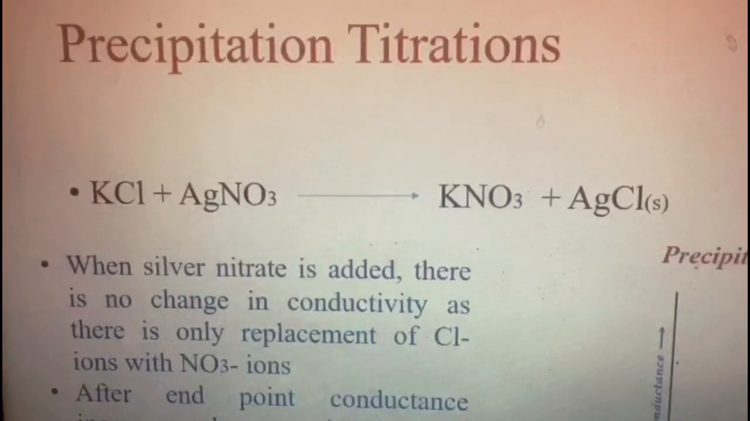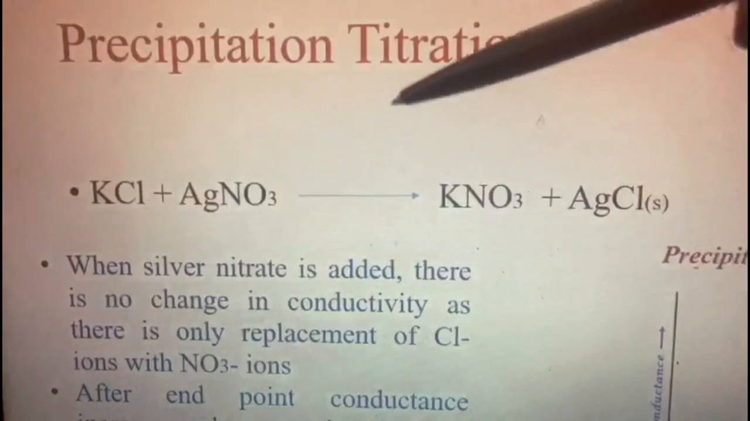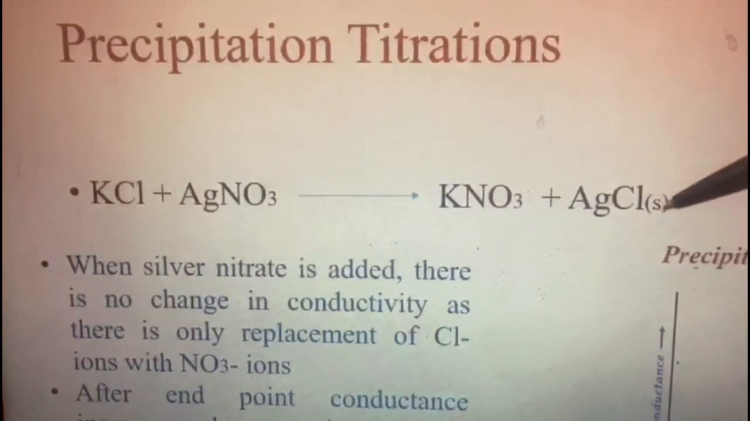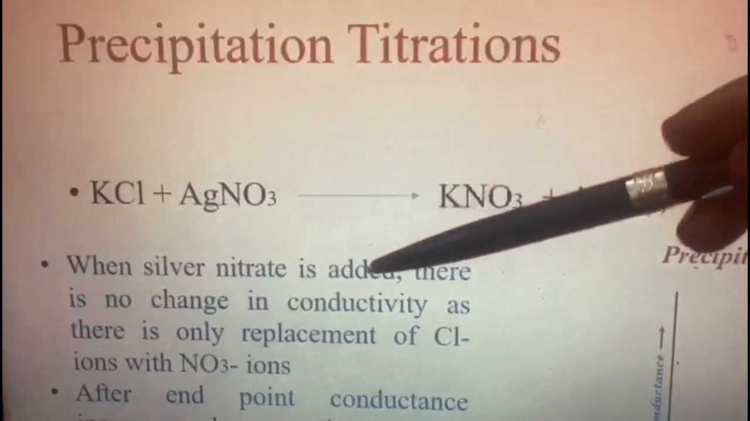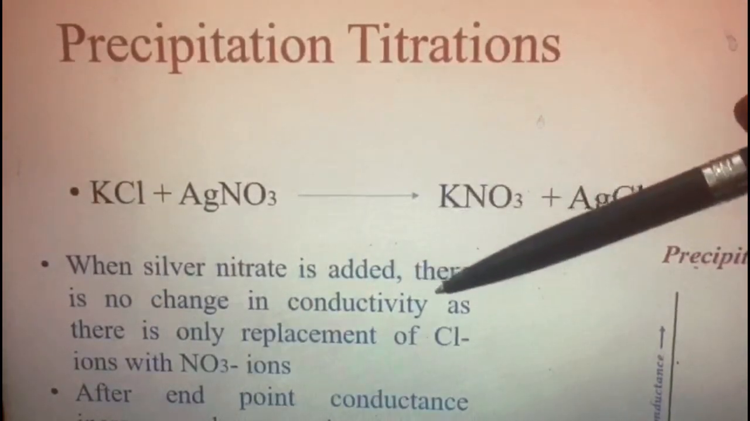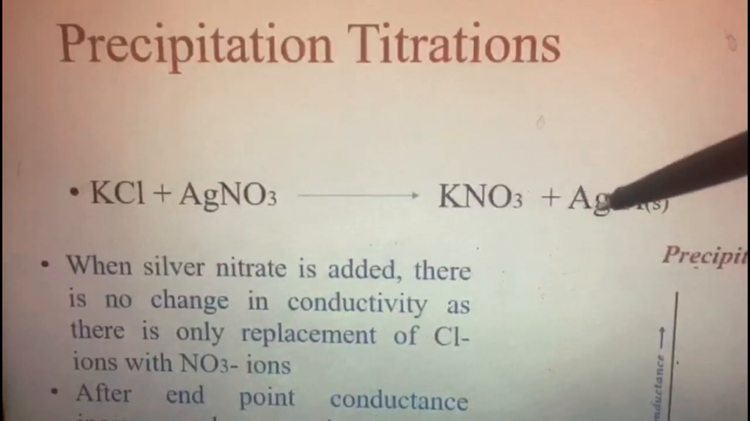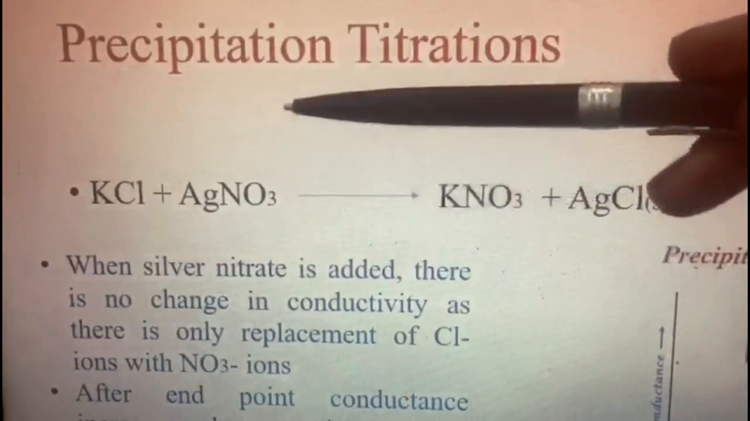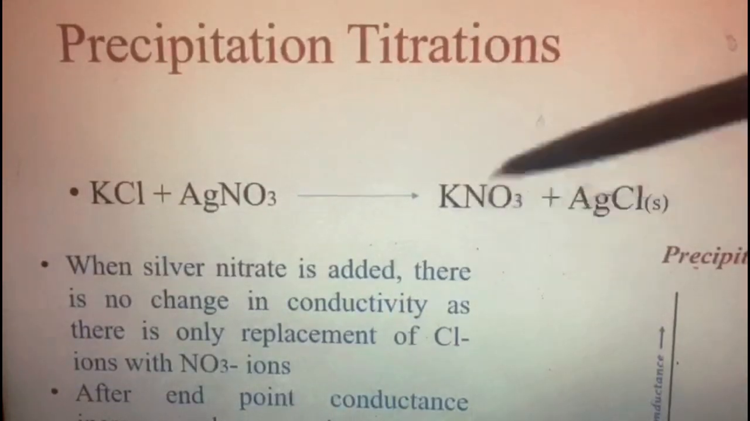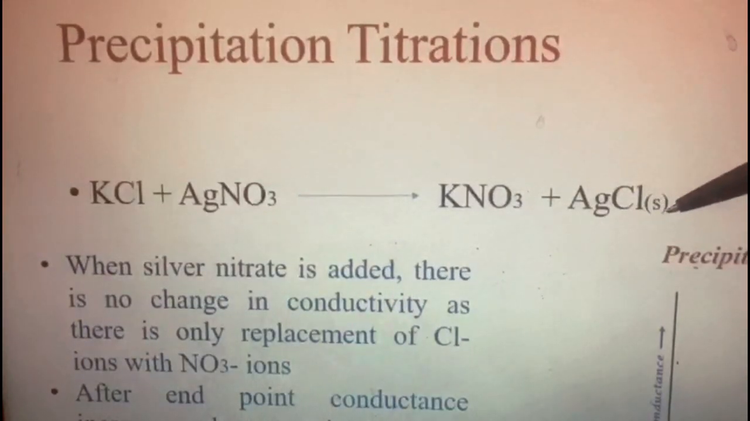Conductometric measurements are used for precipitation titrations also. Here, potassium chloride versus silver nitrate. KCl reacts with AgNO3 to give KNO3 plus AgCl. AgCl is a solid. So here KCl is taken in the conductivity cell, then AgNO3 is added from the burette. When silver nitrate is added, there is no change in the conductivity as there is only replacement of Cl minus with NO3 minus ion. Here we cannot say K plus is replaced by Ag plus because AgCl is undissociated, it is a solid.